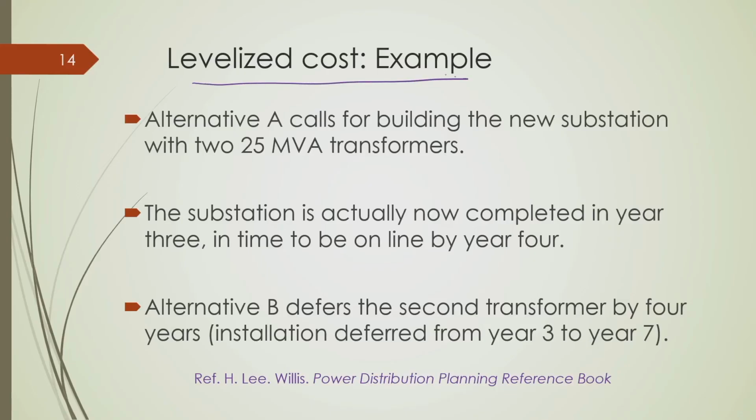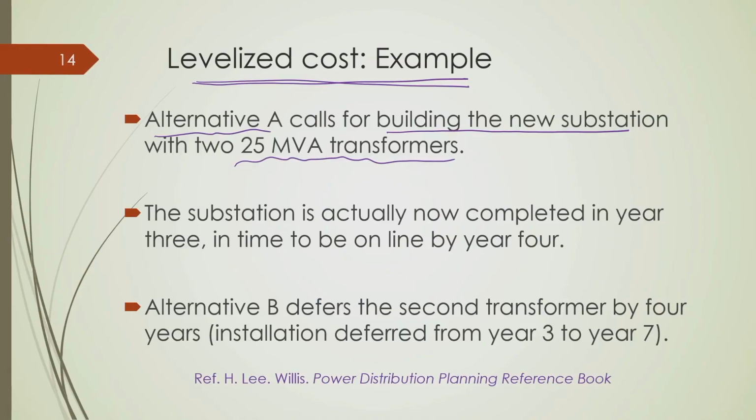Now, I have two examples to illustrate how to determine this levelized cost. Now, the first example is building a new substation. I have two alternatives. One is alternative A, which means that in this alternative I will take the decision that I will install 2 25 MVA transformers at a particular time. So, the idea is that I need to compare two planning alternatives. In one alternative, I will consider that I will install 2 25 MVA transformers at a time. And in alternative B, we will defer the second transformer installation by 4 years, and we will install it from year 3 to year 7.